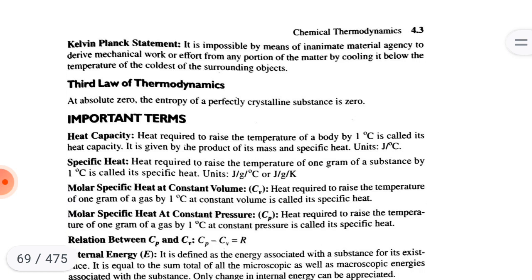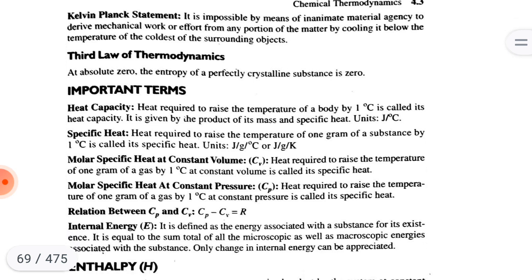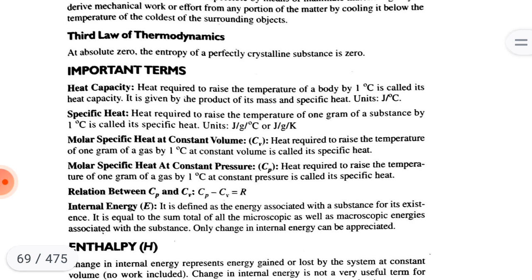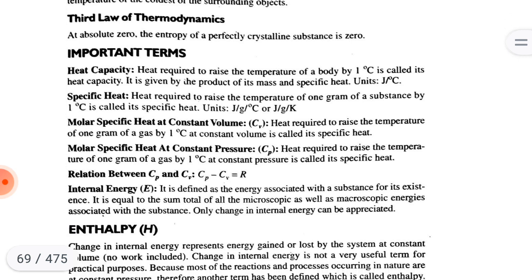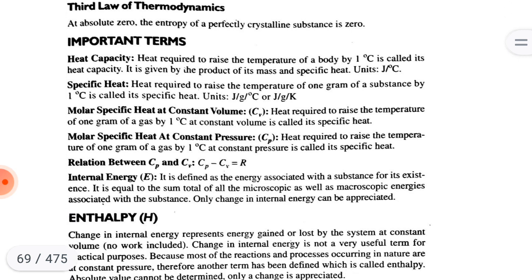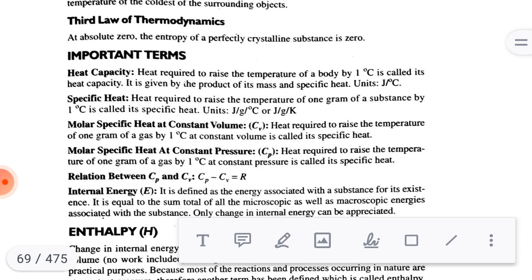Kelvin-Planck statement: it is impossible by means of inanimate material agency to derive mechanical work from any portion of matter by cooling it below the temperature of the coldest of the surrounding objects. Third law of thermodynamics: at absolute zero, the entropy of a perfectly crystalline substance is zero.